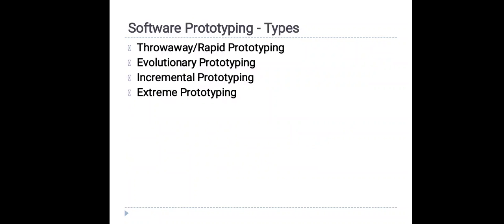The first one is throwaway or rapid prototyping. Throwaway prototyping is also called rapid or close-ended prototyping. This type of prototyping uses very little effort with minimum requirement analysis to build a prototype. Once the actual requirements are understood, the prototype is discarded and the actual system is developed with a much clearer understanding of user requirements.